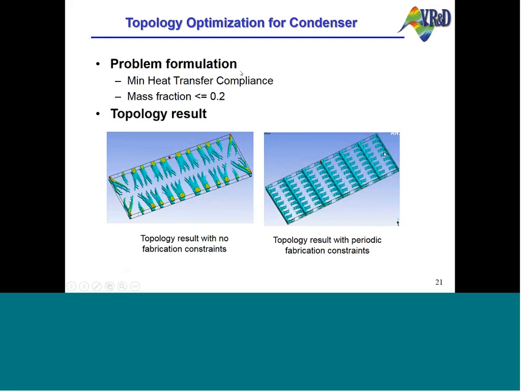In this example, we also want to minimize heat transfer compliance, therefore maximize the heat conduction, and we want to use 20% of the material. On the left is the topology result with no fabrication constraints. It gives a similar tree structure as in the previous example, but the user is looking for a structure that is easier to design. So we apply the periodic fabrication constraints along all three XYZ directions, and we get this spin-like design, and the user is happy with the result.